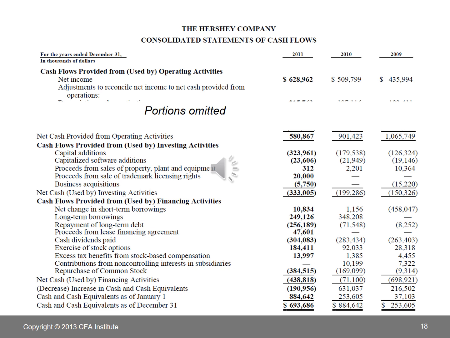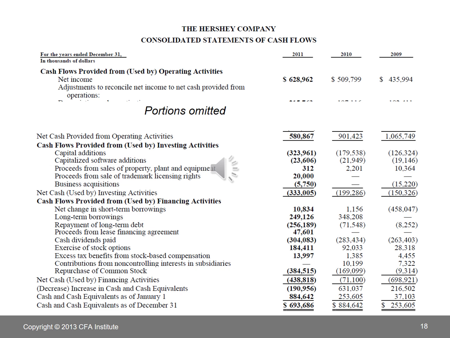Okay, so the direct method of reporting cash flows from operating activities discloses major classes of gross cash receipts and gross cash payments. Examples of such classes are cash received from customers, cash paid to suppliers and employees, and so on. Unlike the indirect method, which emphasizes the different perspectives of the income statement and cash flow statement.